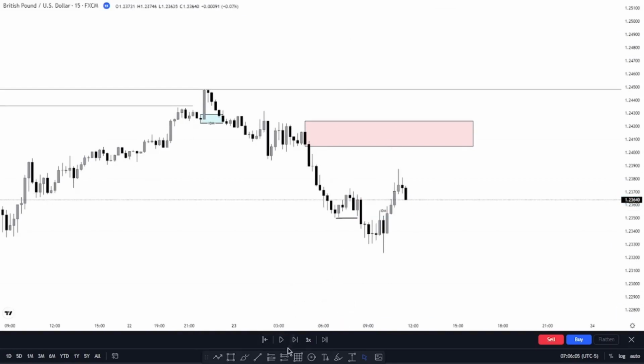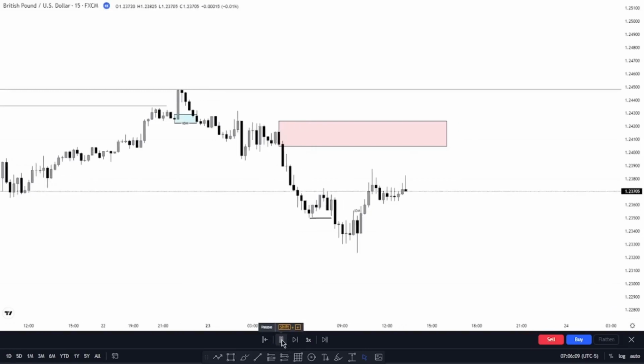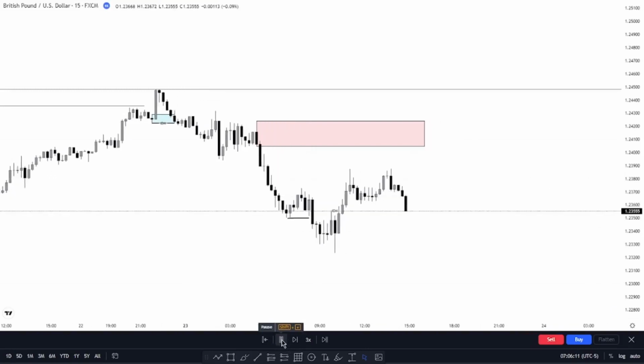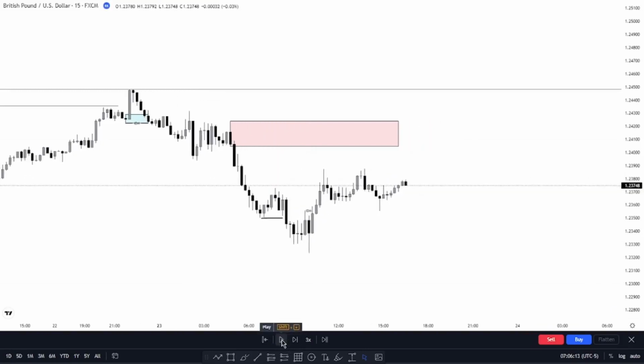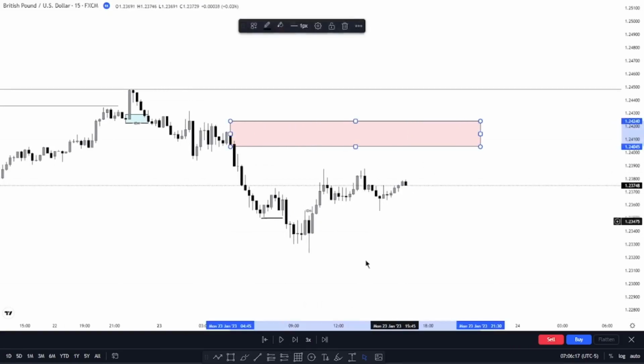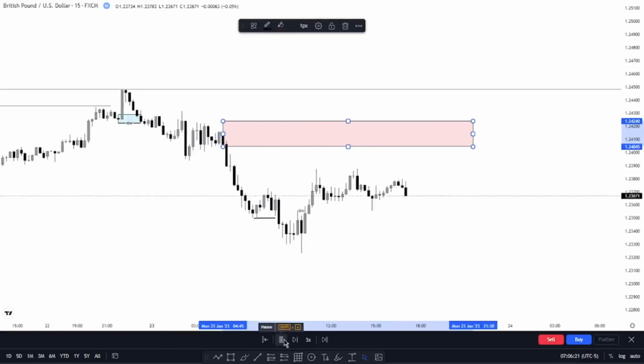Now let's continue to play price. Our interest is that supply zone. If price can get to that supply zone, then we now know what to do. That's our supply zone. Let's continue to advance price and see what is happening.